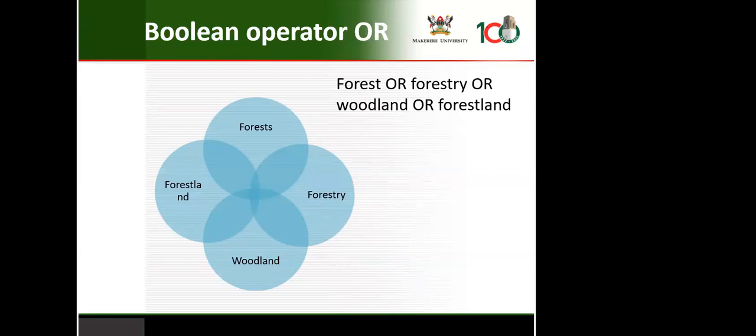If you look at those circles now, they call them Venn diagrams. Where do you think my results are? I'm looking for studies that have either forest or forest land or forestry or woodland. Who can tell me in which circle what I'm looking for will be?